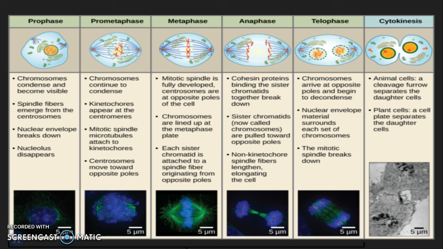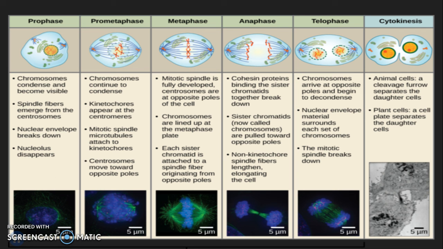And during the metaphase, the third phase, all the chromosomes are going to meet up in the middle of the cell, and the centrosomes will hook up to the middle of the chromosomes at the kinetochores. And during the anaphase, each side of the chromosomes gets pulled apart to one side of the pole.